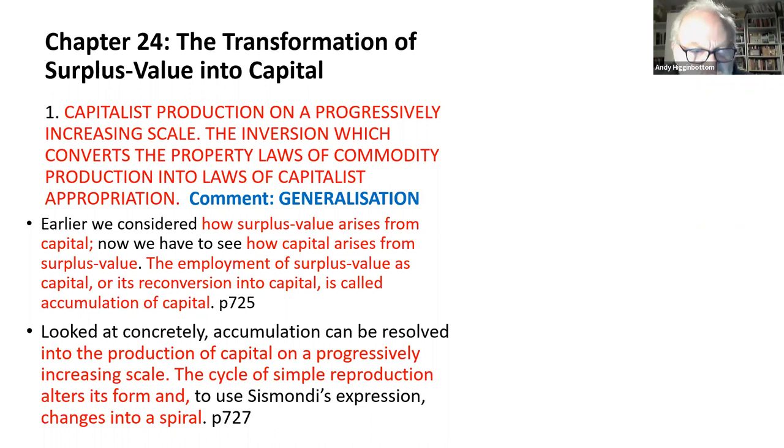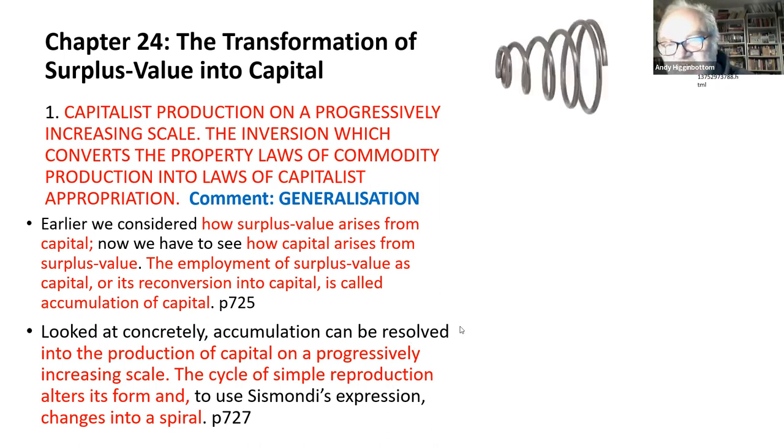So there's an inversion going to take place, right? Before, we've considered how surplus value arises from capital; now he says we're going to look at how capital arises from surplus value. So this is already one inversion taking place. Looked at concretely, accumulation can be resolved into the production of capital on a progressively increasing scale. The cycle of simple reproduction alters its form and changes into a spiral.